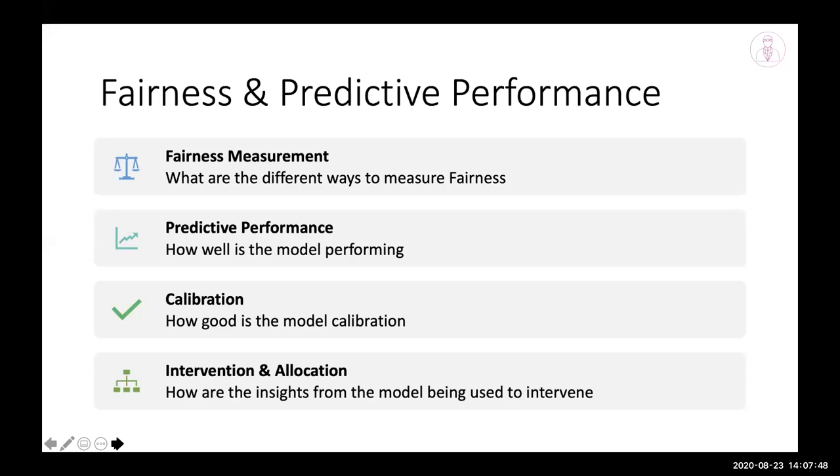Calibration is also an important metric to consider when looking across fairness axes. Not just how well is the model calibrated, but also looking across these groups. How well is it calibrated within each category of race, for example?